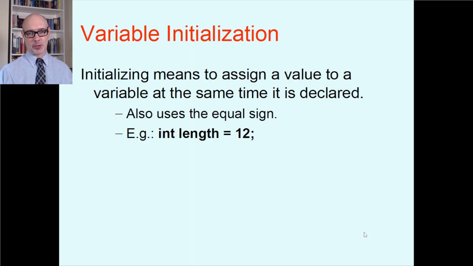Okay, now you can do both of these things at once, actually. When you make a variable, you can give it a number to begin with, and that's called variable initialization, which is on a technical level a little bit different, but probably won't look it to you. So initializing means to assign a value to a variable at the same time it is declared. Technically, that number is going to be sitting in the variable before the program even runs, so it's going to save a little bit of time. That also uses the equal sign. So you could have a statement that looks like this: int length equals 12. And the very first second that program is running, the variable already has a 12 in it.